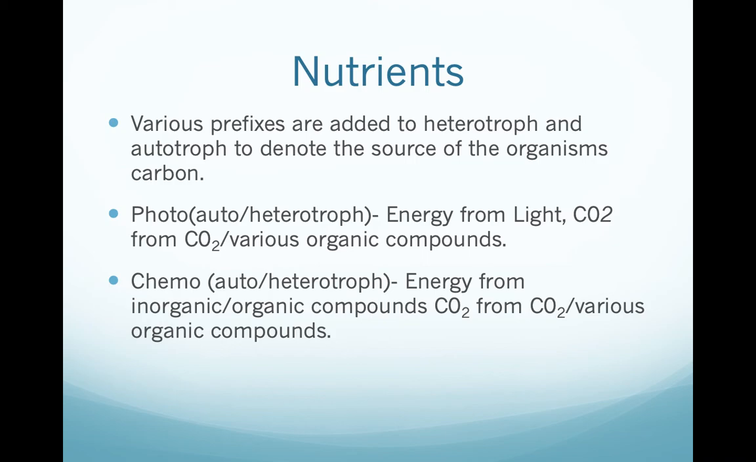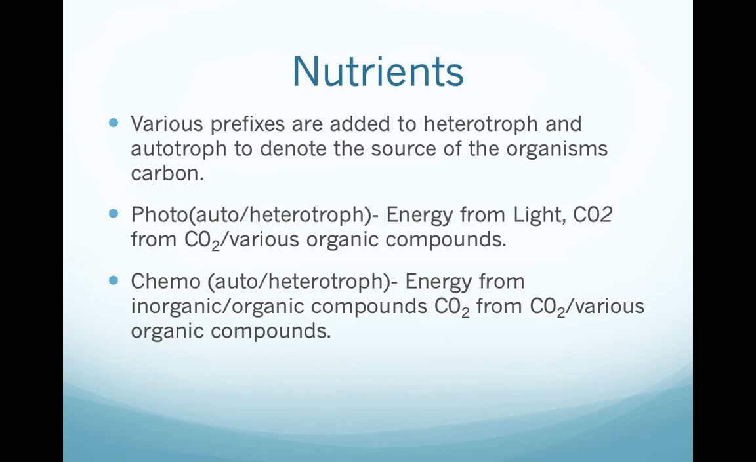categories. If you are a photoautotroph or a photoheterotroph, you're going to be getting your light energy from the sun, and you get your CO2, your carbon source, from other things that you eat. Usually these things will bring in carbon dioxide from the oxygen and things like that, things like plants.